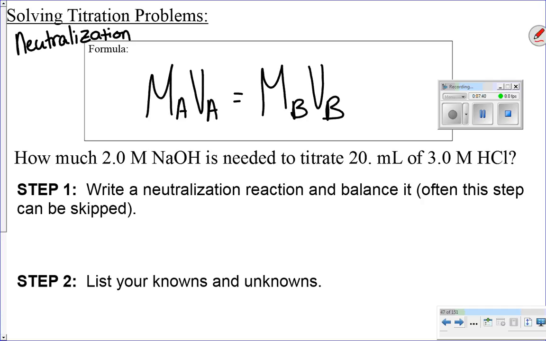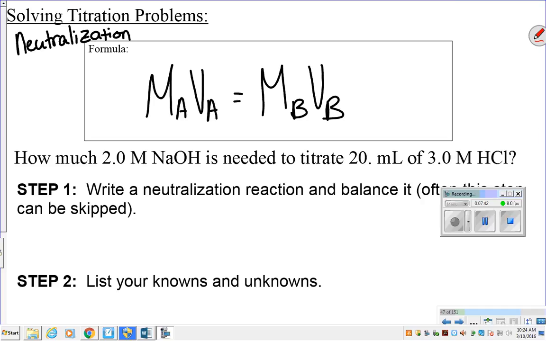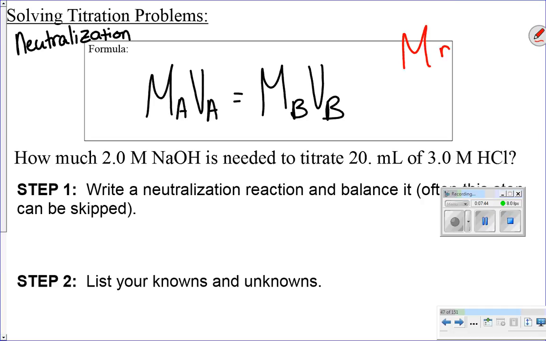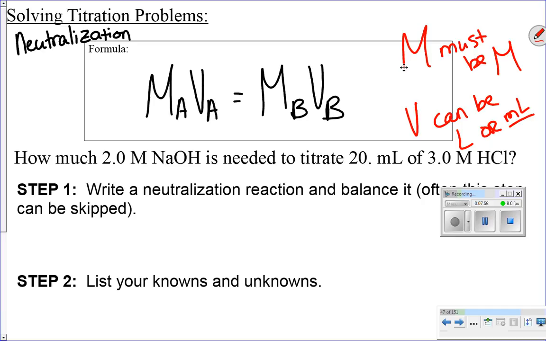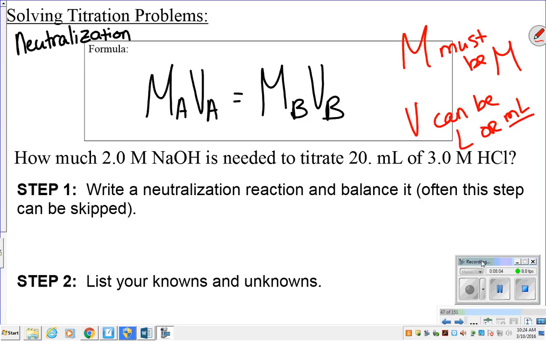Some things to note. Molarities must be in molarity. Volume can be liters or milliliters. Most frequently it will be liters. Your volumes need to be consistent when you plug them in. You can't plug in liters for one and milliliters for the other one.